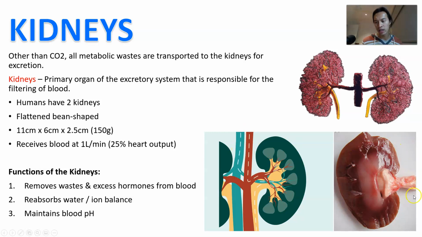And then this is what a kidney looks like when you cut it in half. There's your blood vessels coming through, and then also there's your collection and the rest of your kidney there as well. Okay. Main functions of the kidney: it's going to remove waste and excess hormones from the blood. It's going to reabsorb any water that got lost in the process, and regulate its ion balance. And then it's also going to maintain blood pH level so that the blood is at the adequate pH level for the function of the cells inside of the blood.